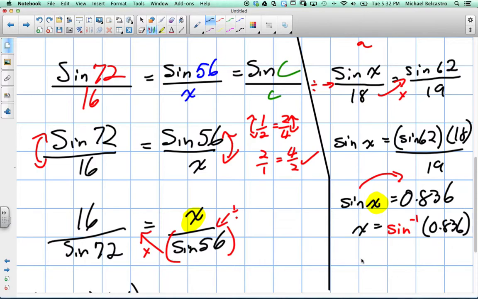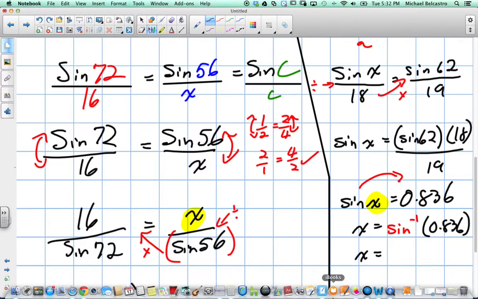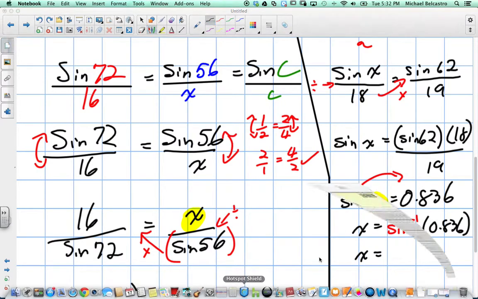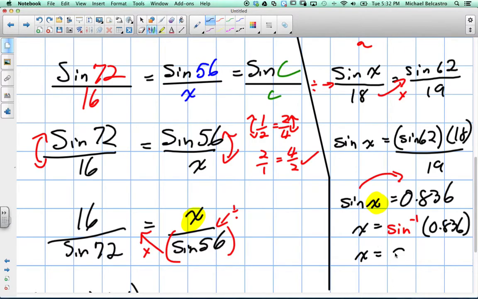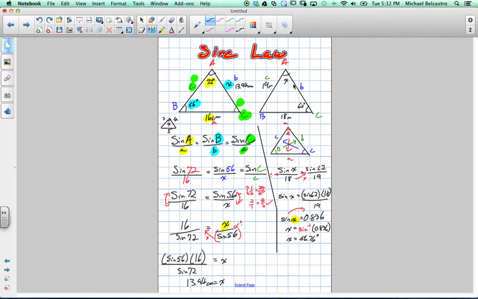So on my calculator, when I go to put that in, I already have this number in the calculator. I have to hit shift. This is my shift button. So you'll notice my sine is going to shift to sine to the negative 1. And then I hit that. It ends up being 56.76. So that's saying that's how many degrees my answer was for my sine law.